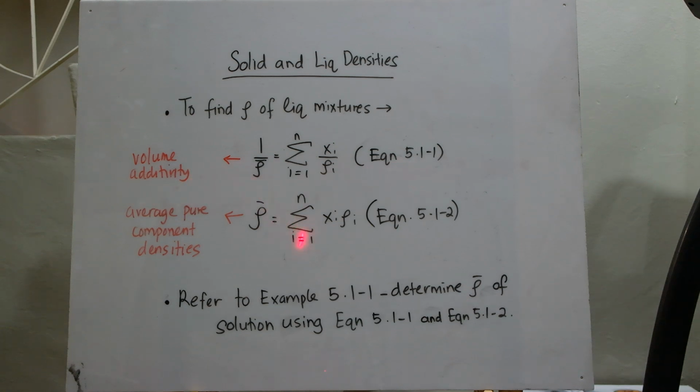And the other method to find the density of a liquid mixture is to simply average the pure component densities, where the density of the mixture equals the summation of the mass fraction of the component in the mixture times the density of that component. This is given by equation 5.1-2.